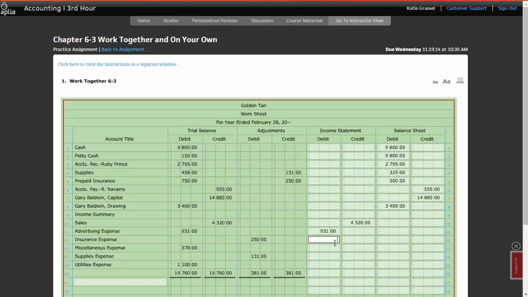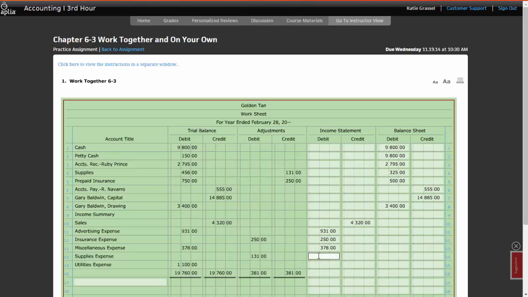Revenue and expenses go on your income statement. Assets, liabilities, and owner's equity go on your balance sheet. Okay, so your classification: it'll either go here or there. It can't go in both. Okay. So I'm going to put insurance expense of $250 on my income statement.